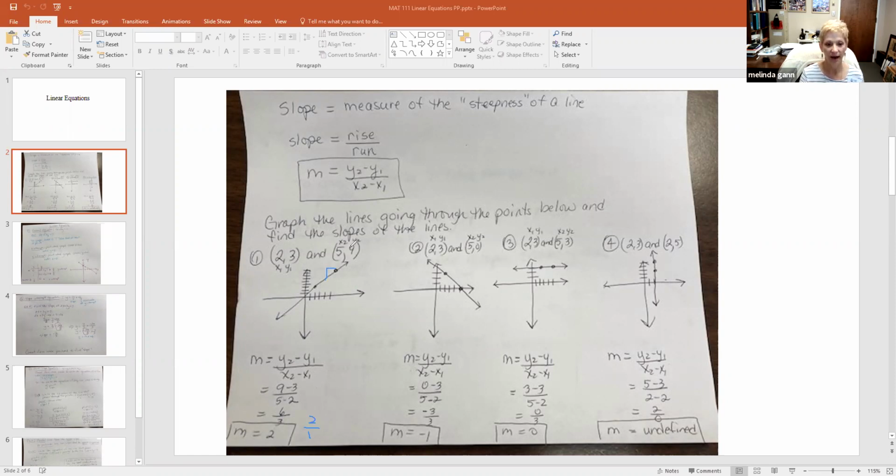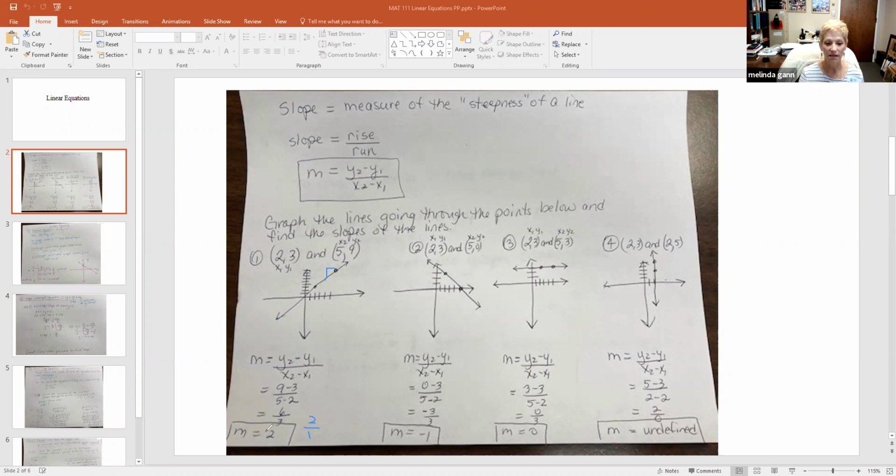Now look at this one. Instead of 2, 3, and 5, 9, I use the points 2, 3, and 5, 0. So I still graphed 2, 3, and this time I graphed 5, 0, and I drew that line. Again, I labeled x1, y1 and x2, y2, and just plugged into my formula. The way I have them labeled, my second y is 0 minus my first y, which is 3. And then my second x was 5 minus my first x, which was 2. Well, 0 minus 3 is negative 3, and 5 minus 2 is 3. So a negative divided by a positive is a negative, and I got negative 1.